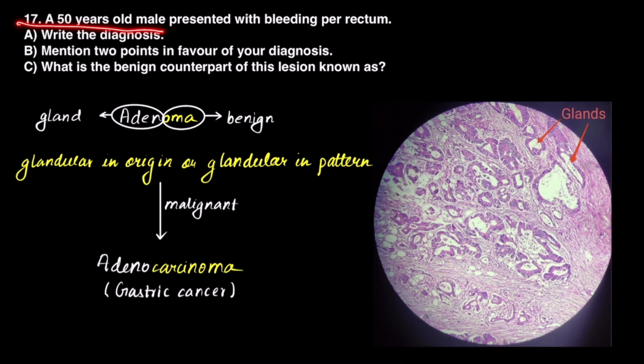A 50-year-old male presented with bleeding per rectum. Pretty vague history.